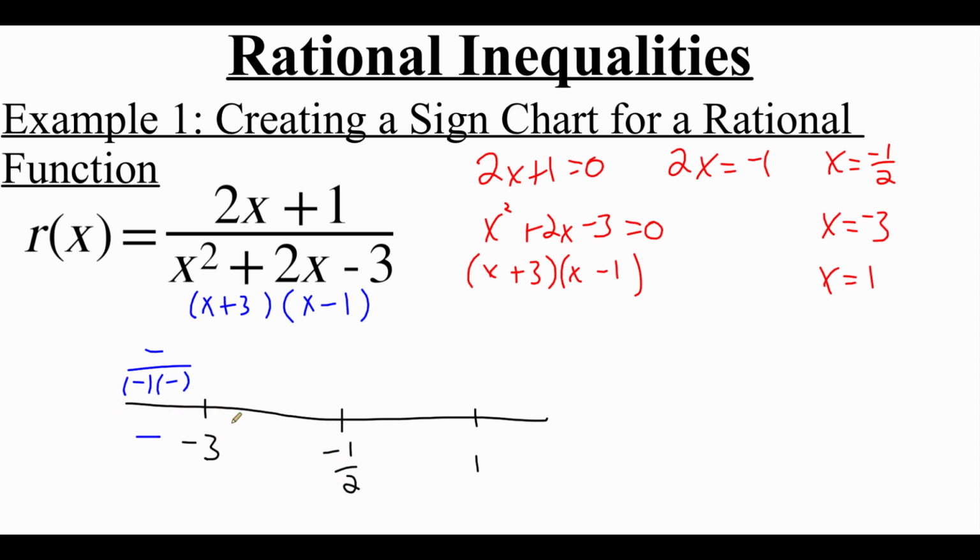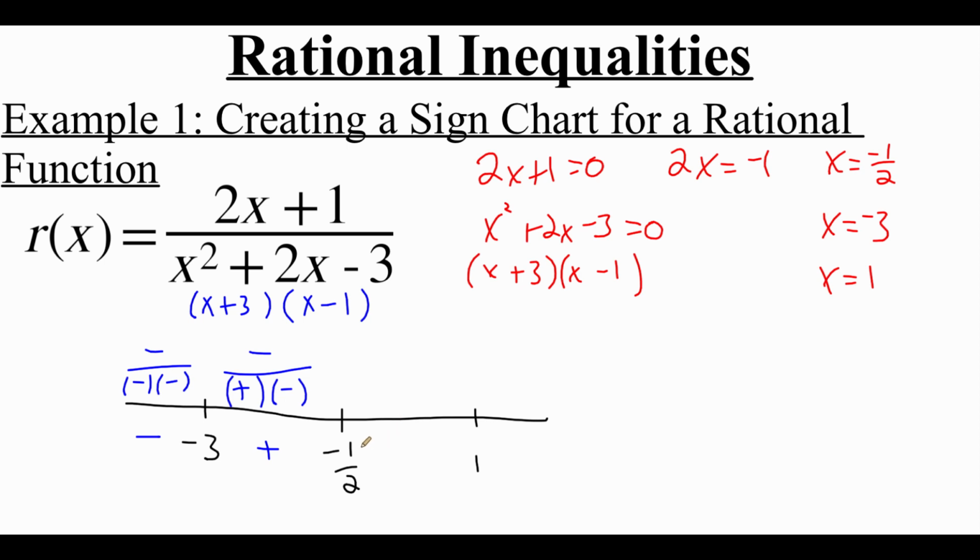Now if I plug in something between negative 3 and negative 1/2, so maybe negative 1. If I plug in negative 1 on top, I'm going to get a negative answer. If I plug negative 1 into my first factor, that'll be positive. And if I plug negative 1 into my second factor, that'll be negative. So on the bottom, positive times negative is negative, and negative divided by negative is positive. So all of those values between negative 3 and negative 1/2 will give me a positive answer.